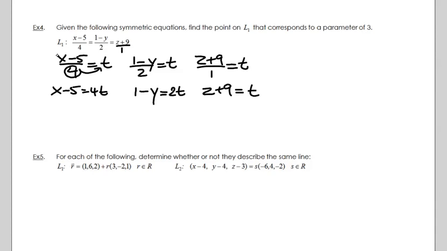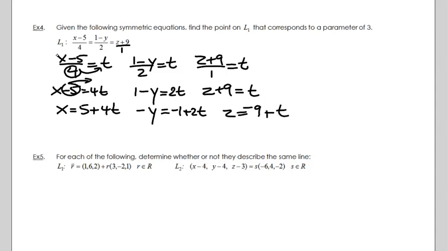Okay, and then bring each of those numbers to the other side so that your components are by themselves. +5 plus 4t. This one's going to be a little bit confusing. See what I mean? It gets a little bit confusing when there's a negative in front of the letter. But anyways, -1 plus 2t. And then we have z equals -9 plus t. Okay, and I'm just going to fix this one up. 1 minus 2t.